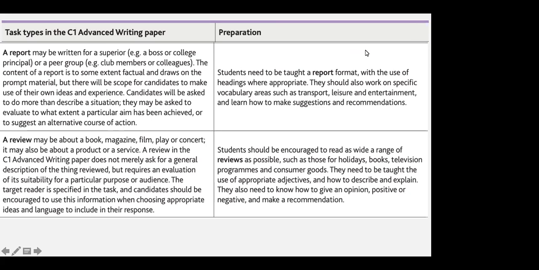Students should be encouraged to read as wide a range of reviews as possible, such as those for holidays, books, television programs, and consumer goods. They need to be taught the use of appropriate adjectives and how to describe and explain. They also need to learn how to give an opinion, positive or negative, and make a recommendation.